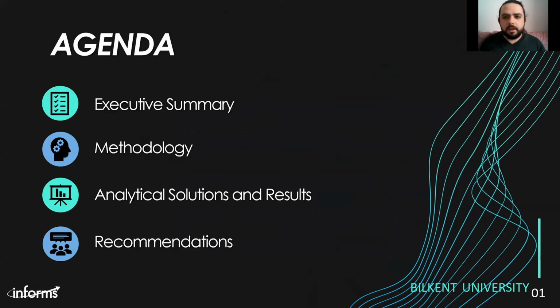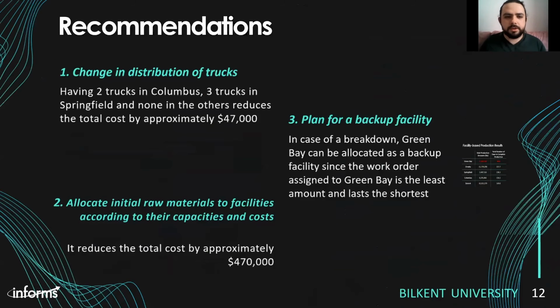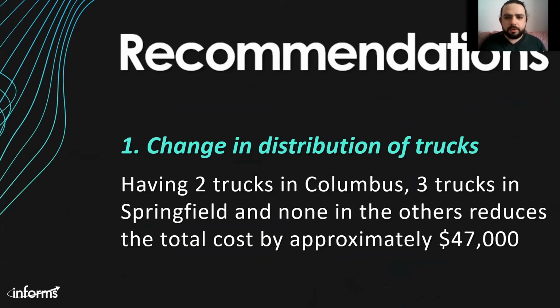Finally, after analyzing the outcomes of our models, we developed some recommendations for the jelly bean manufacturing. Our first recommendation implies that the reallocation of trucks that are already placed in each facility will be more efficient in terms of costs. Since trucks in some facilities were not used to distribute raw materials, we can shift these trucks to other facilities. Specifically, having 2 trucks in Columbus, 3 trucks in Springfield, and none in the others reduces the total cost by approximately $47,000.